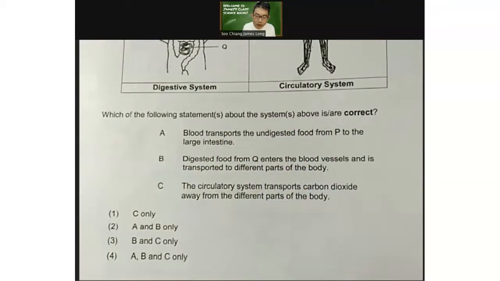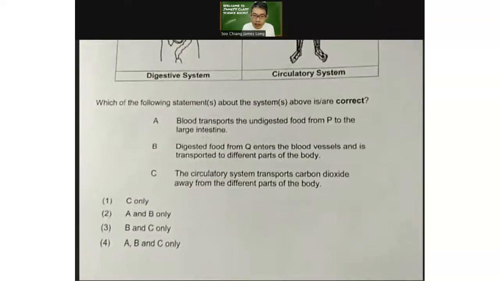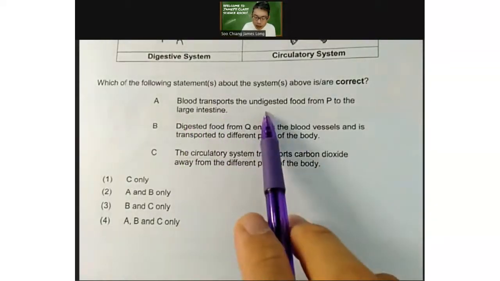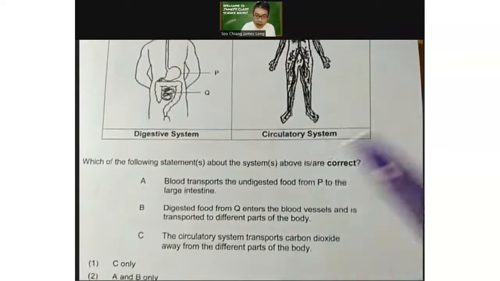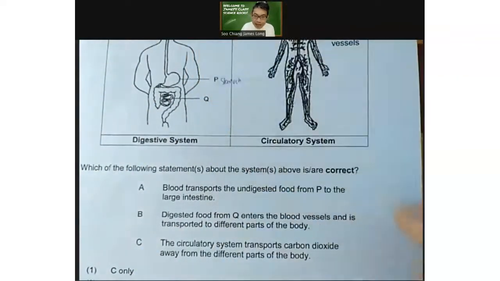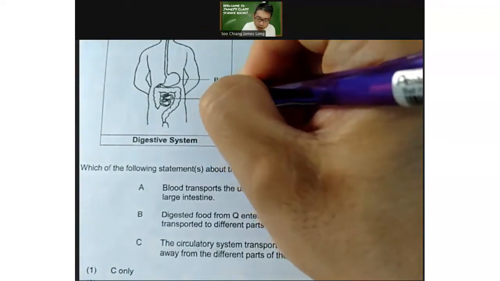So now, of course, we don't need a picture for this anymore. We just need the words digestive system and circulatory system. Blood transports undigested food from P to the large intestine. Now, P is stomach. So of course, you must know how to identify the parts in the system. Q will be the small intestine.